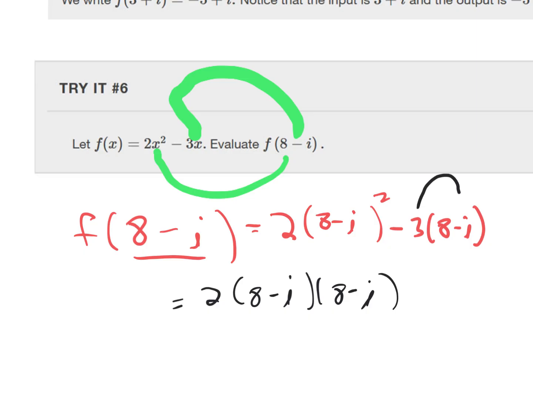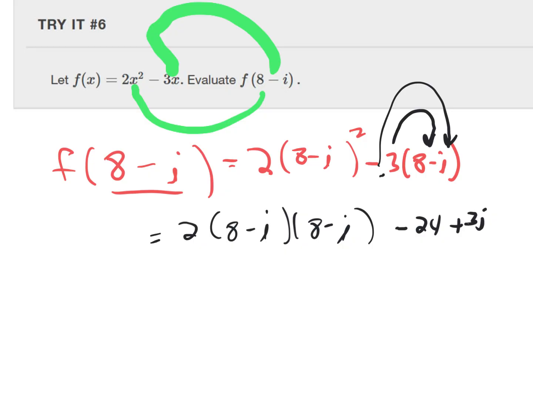It's a negative 3 times 8, that's a negative 24. And then a negative 3 times the negative i, the negatives cancel, just gives me a plus 3i. So I did that already, okay? But now I just got to FOIL this, 8 minus i times 8 minus i.